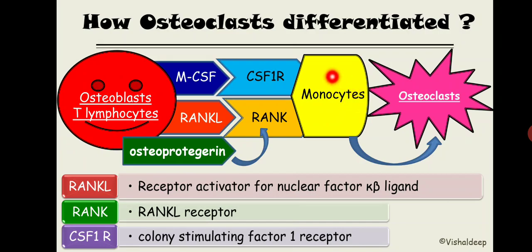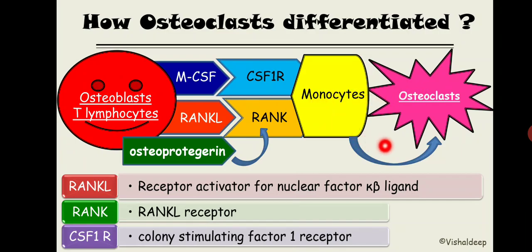We want conversion of this monocyte into the osteoclast, the multinucleated cell that is situated over the bone surface, right? Now this monocyte has two receptors, one is RANK, another one is CSF1R, and for them there are appropriate ligands present over the osteoblast or T lymphocyte. One is RANKL, another one is MCSF. When these two bind with the appropriate receptors, this monocyte will be converted into osteoclast.